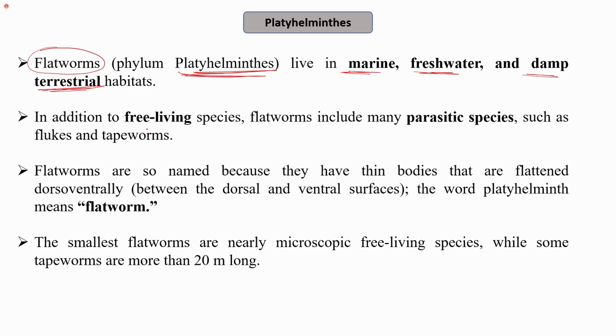The flatworms are not always free living species. In addition to being free living, flatworms also include many parasitic species. This is very important because we will learn about various diseases caused in humans due to parasitic infection by Platyhelminthes. There are some species that are free living, but they may also include species that are parasitic, that is, they may cause parasitic infection in humans or in other organisms, for example, liver fluke or tapeworms.